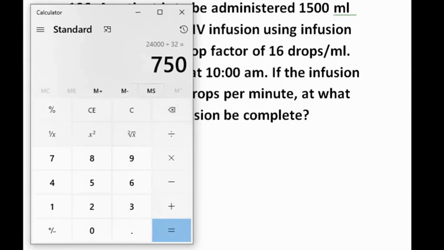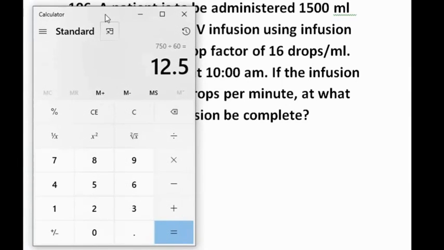It means that to administer 24,000 drops we will require 750 minutes, and if we convert 750 minutes into hours, we will have to divide this by 60 minutes. So we will get 12.5. It means that to administer those 24,000 drops we will be needing 12.5 hours.